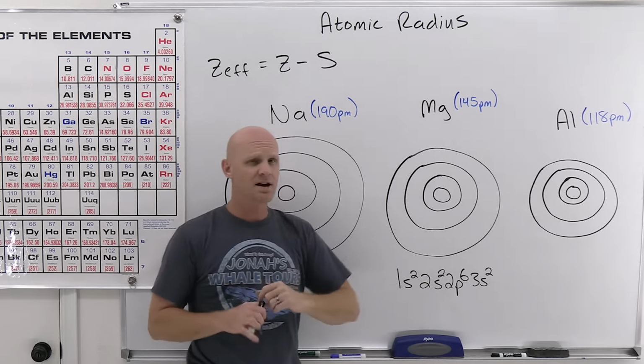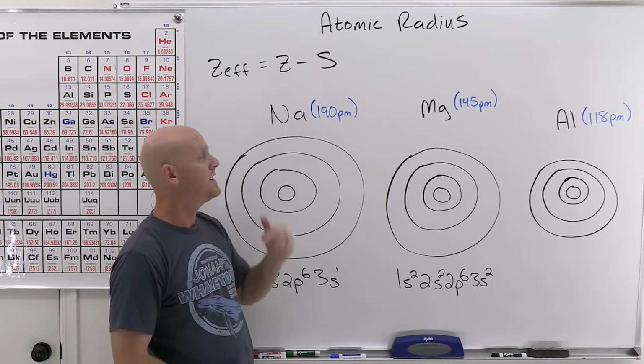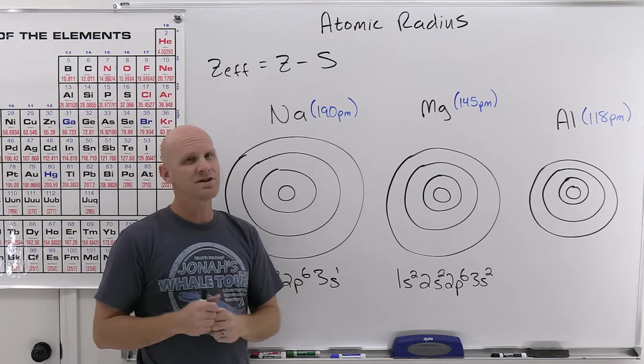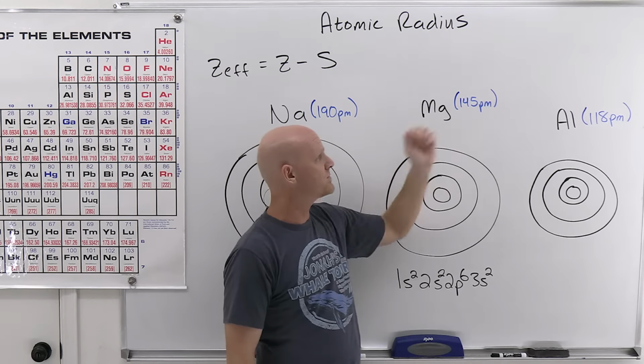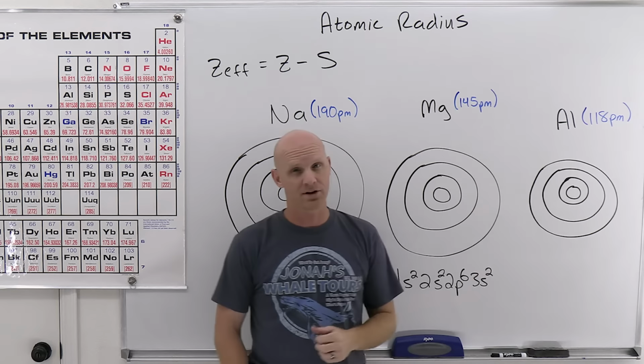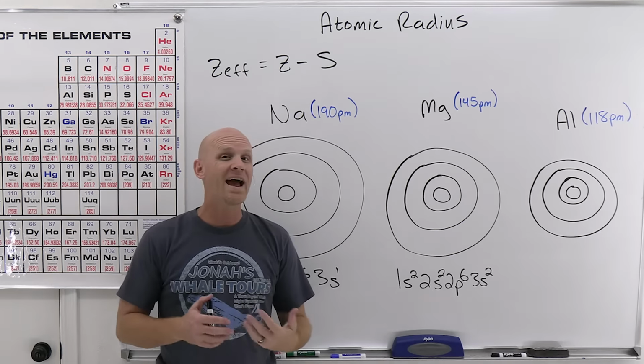And picometers is kind of a common unit here for atomic radii, but not the only one you could see. Now, nanometers not so common because you're going to get decimal numbers. Like this could be 0.19 nanometers, 0.145 nanometers, and 0.118 nanometers. But another common unit you might get are angstroms.